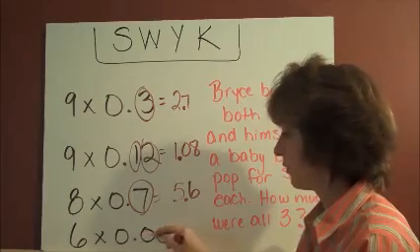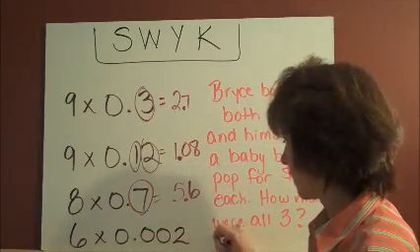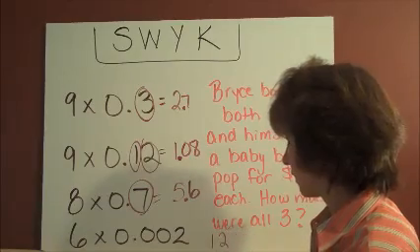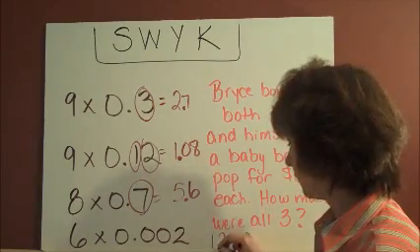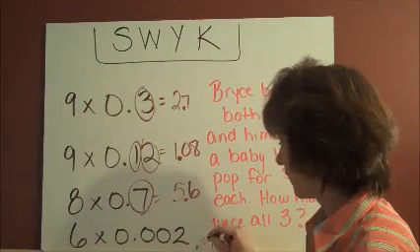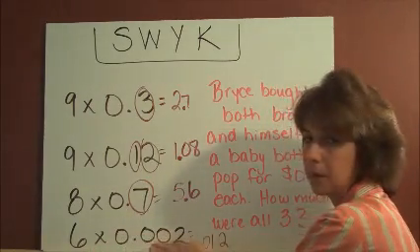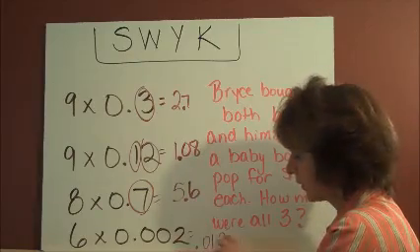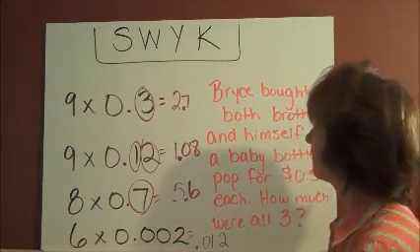6 times 2 thousandths is 12. 1, 2, 3. 1, 2, 3. And when I read the problem correctly, 6 times 2 thousandths equals 12 thousandths. It does indeed make sense.